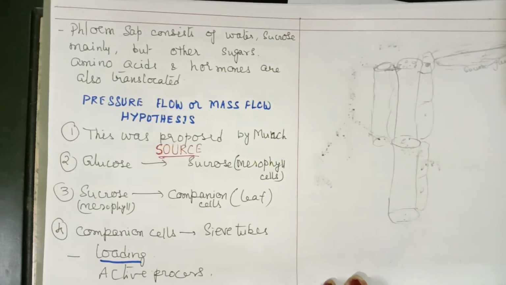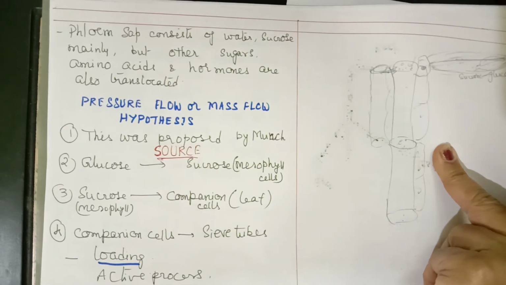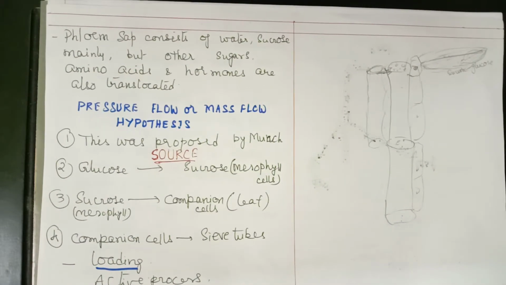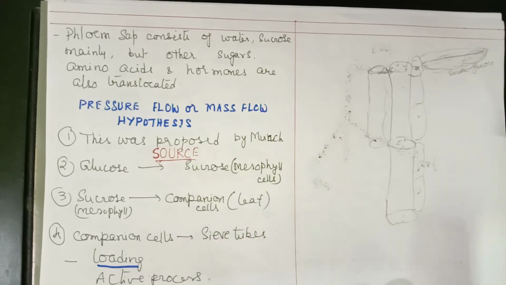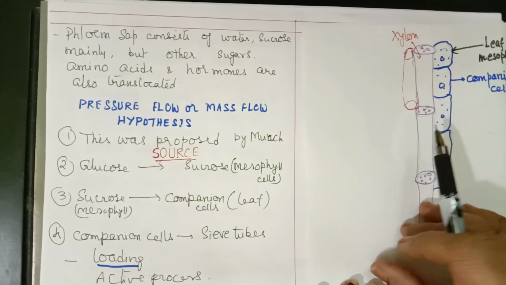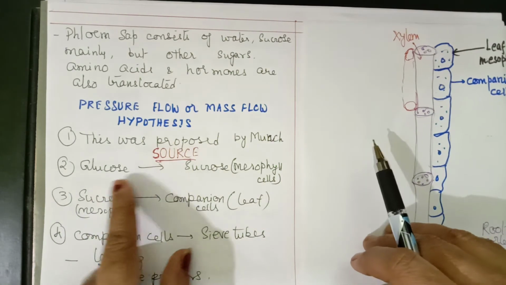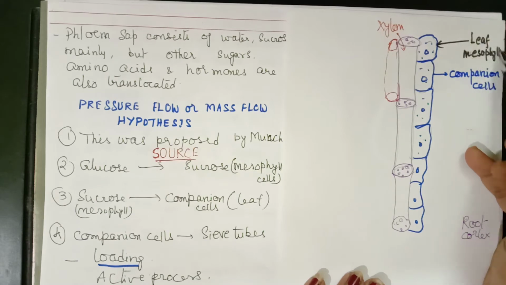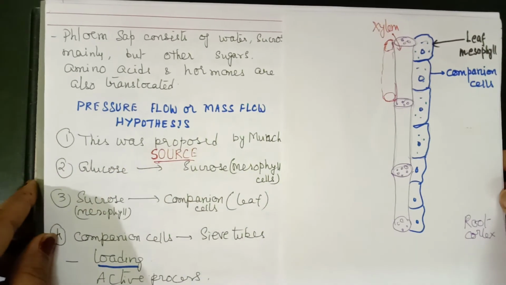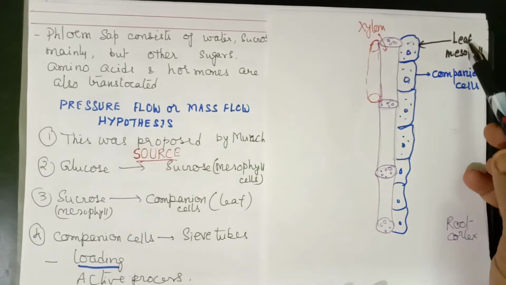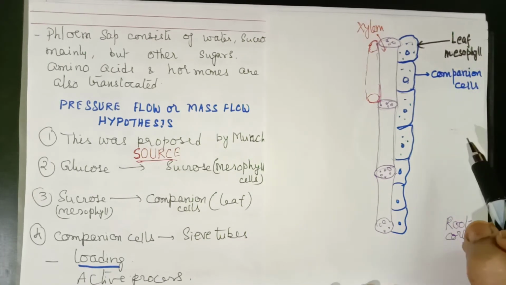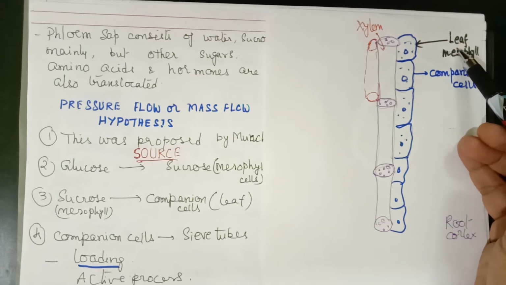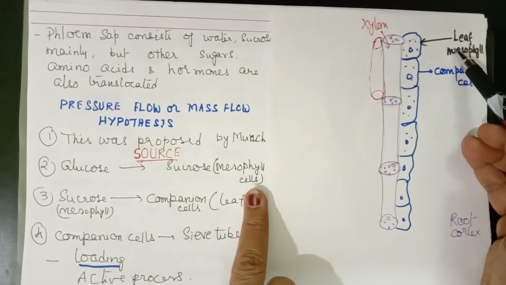First we will see what changes take place at the source. First, glucose is converted into sucrose. In this diagram, photosynthesis is taking place in the mesophyll cells of the leaf. We know food material is synthesized in the form of glucose, and the glucose is converted into sucrose.